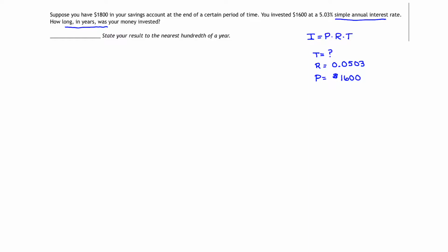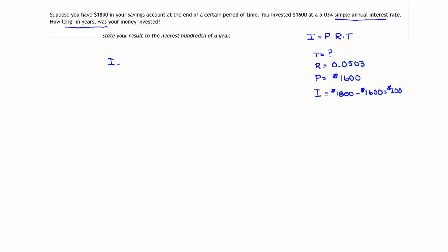And what about this $1,800? Is that our interest? No, not quite. At the end of a certain time period, we have $1,800. We invested $1,600. So that means our interest is actually the $1,800 that we have in the account after a certain time minus our initial deposit of $1,600. Our interest is actually just $200. Now we're set to go.